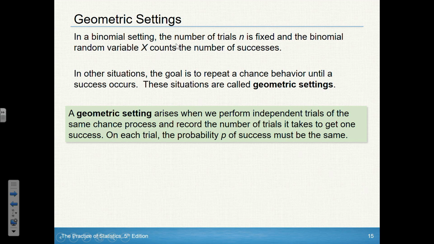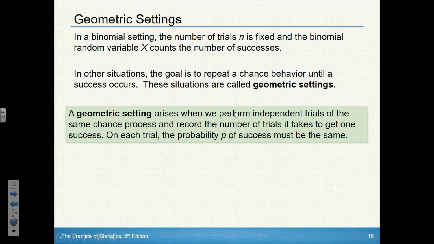It says in a binomial setting, the number of trials n is fixed, and the binomial random variable is the number of successes in those n trials. In other words, the goal was to repeat the chance behavior until success occurs. If this happens, however, this is referred to as a geometric setting. So again, binomial: fixed number of observations. In geometric, we're going to go until we get that first success. All the other conditions are the same.